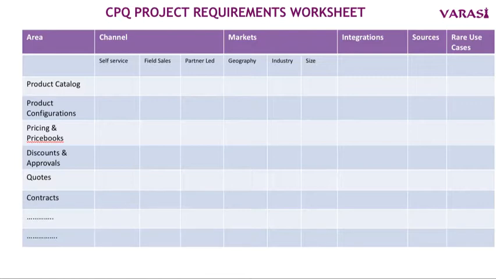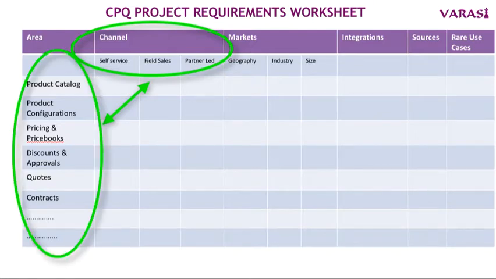Now the columns are the dimensions that we ask questions around for each of these areas. So the way to read this is, for example, by channel, what products do you sell at what prices? So you ask the question for the customer self-service or the web channel, or say the retail channel, or when you are selling through a field sales team, or when you're selling through a partner. Now, what products do you sell at what prices? What unique configurations you may carry, and what discounts do you allow?